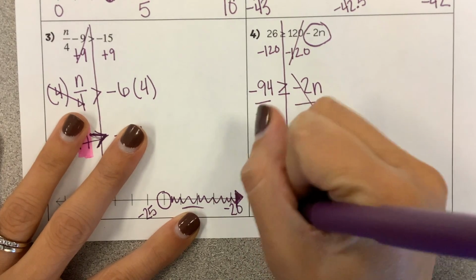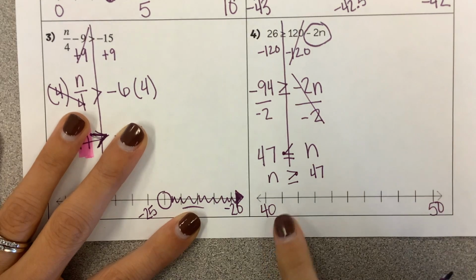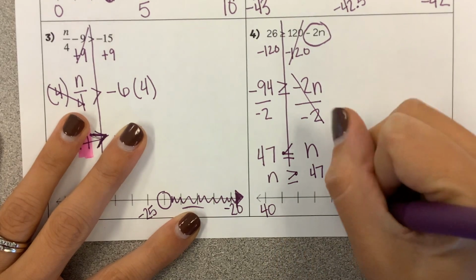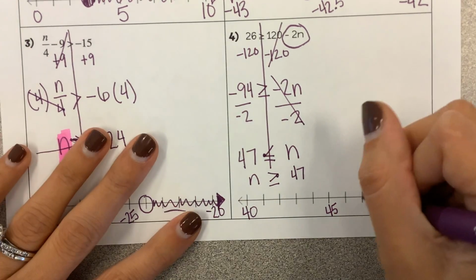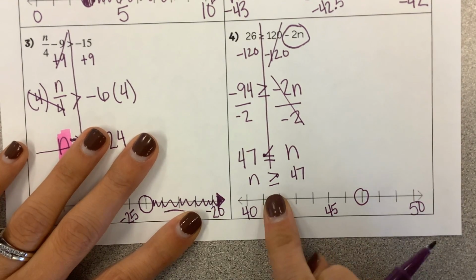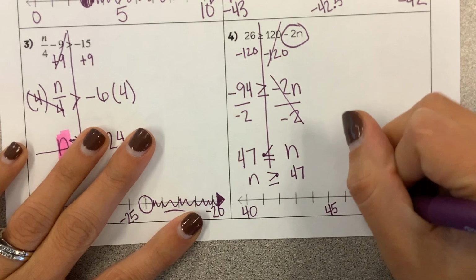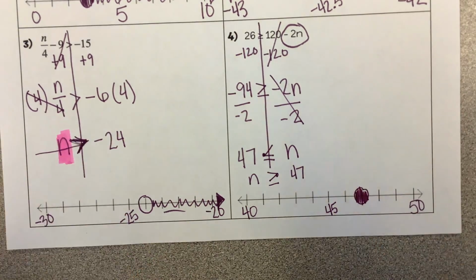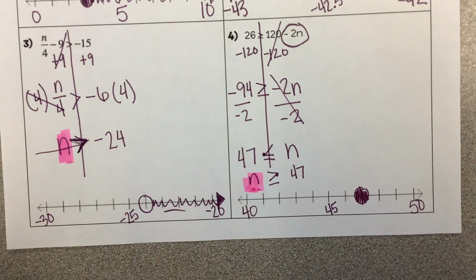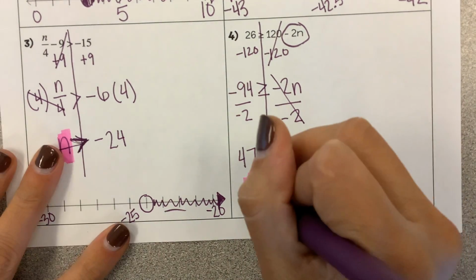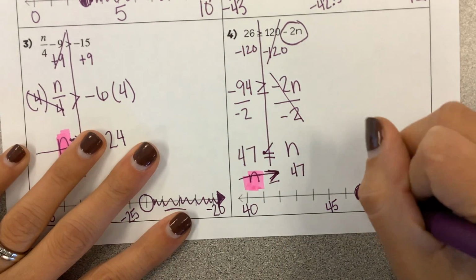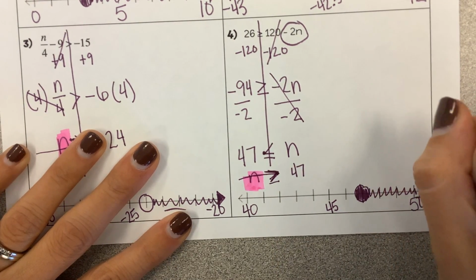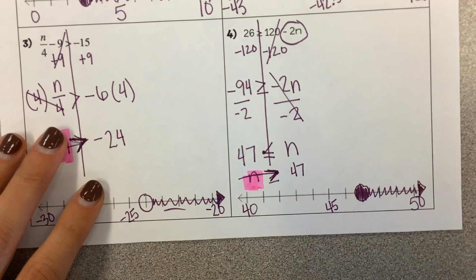I'm going to find a range that 47 fits between. That's between 40 and 50. 1, 2, 3, 4, 45. Which means 47 is right here. There is an equal to part, so it is a filled in circle. And since our variable is on the left, our inequality symbol points in the direction we need to shade, which is to the right. That is where the values are greater.